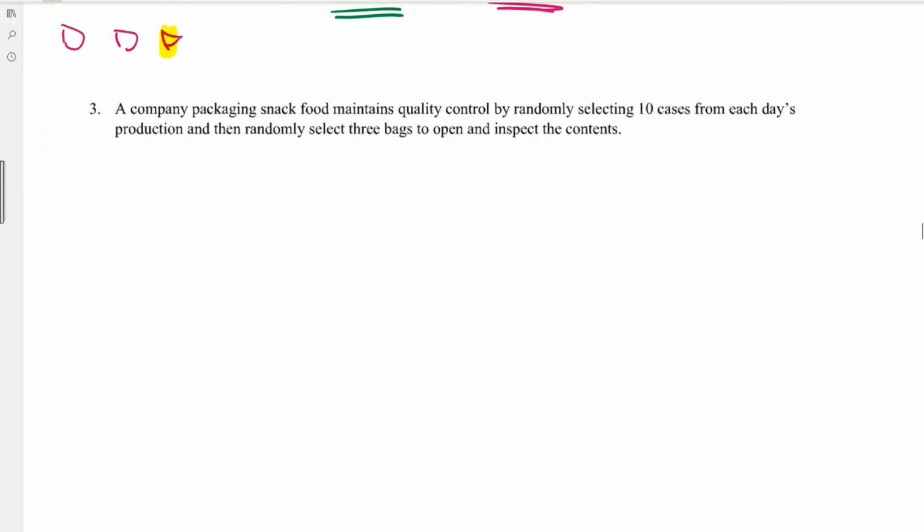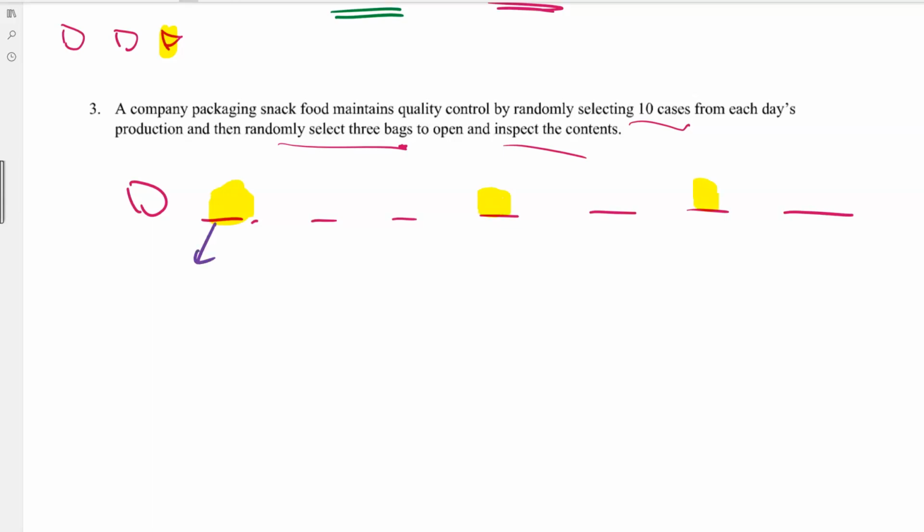A packing company, packaging snack food, maintains quality control by randomly selecting 10 cases from each day's production. Then they randomly select 3 bags to open, and they inspect the contents. So we got maybe hundreds or thousands of cases. They're going to randomly select 10 of those cases. They're going to take that case, and then they're going to open the case, and then they're going to take a simple random sample of 3 bags. They're going to inspect the contents of those 3 bags.